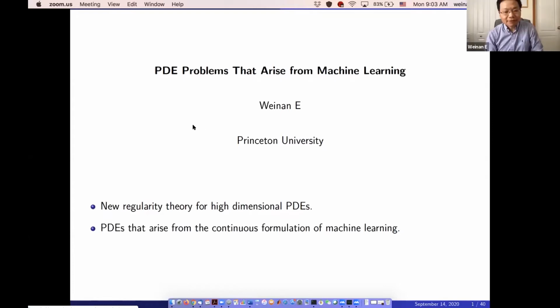Okay, so I want to discuss two topics. One is that a new regularity theory is needed for understanding high-dimensional PDEs. The fact that machine learning has made it possible to solve very, very high-dimensional PDEs demands new regularity theory for understanding what's going on. The second is PDE problems that arise from machine learning. So we want to formulate machine learning in a better way, and that naturally leads to some PDE problems.